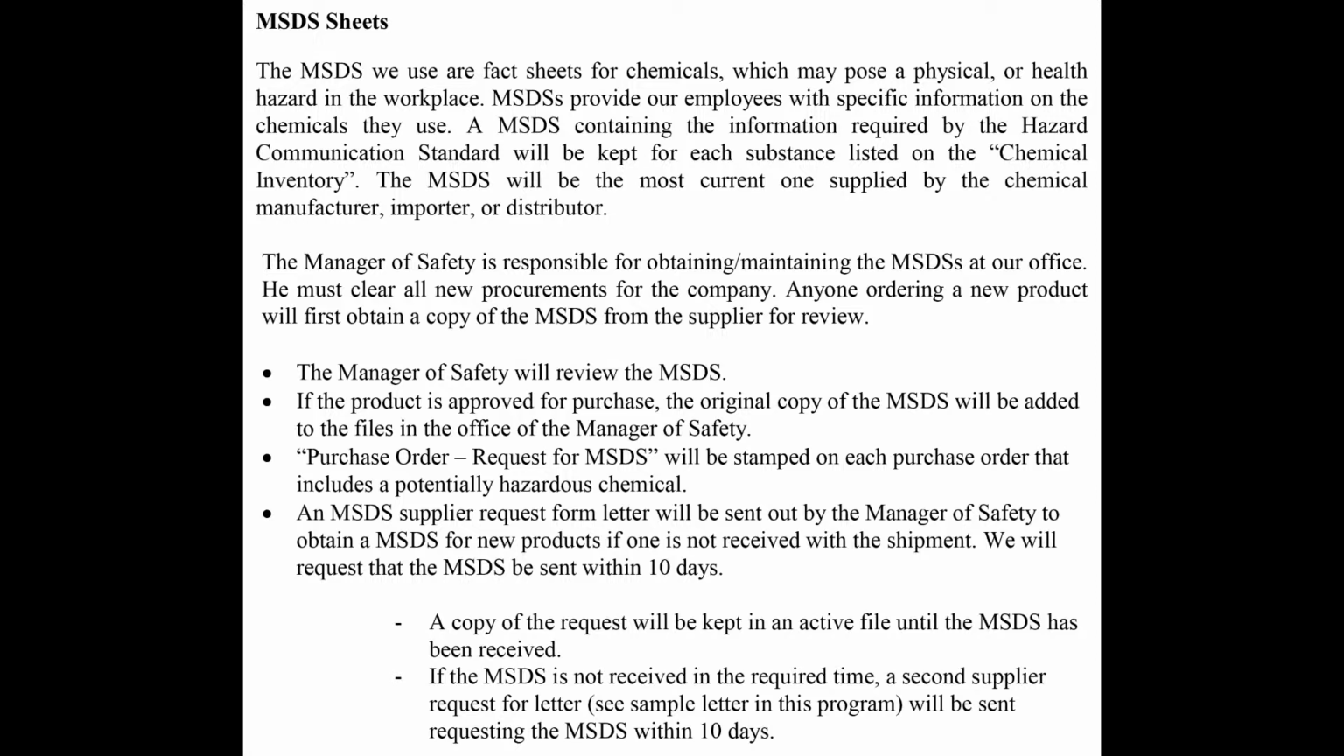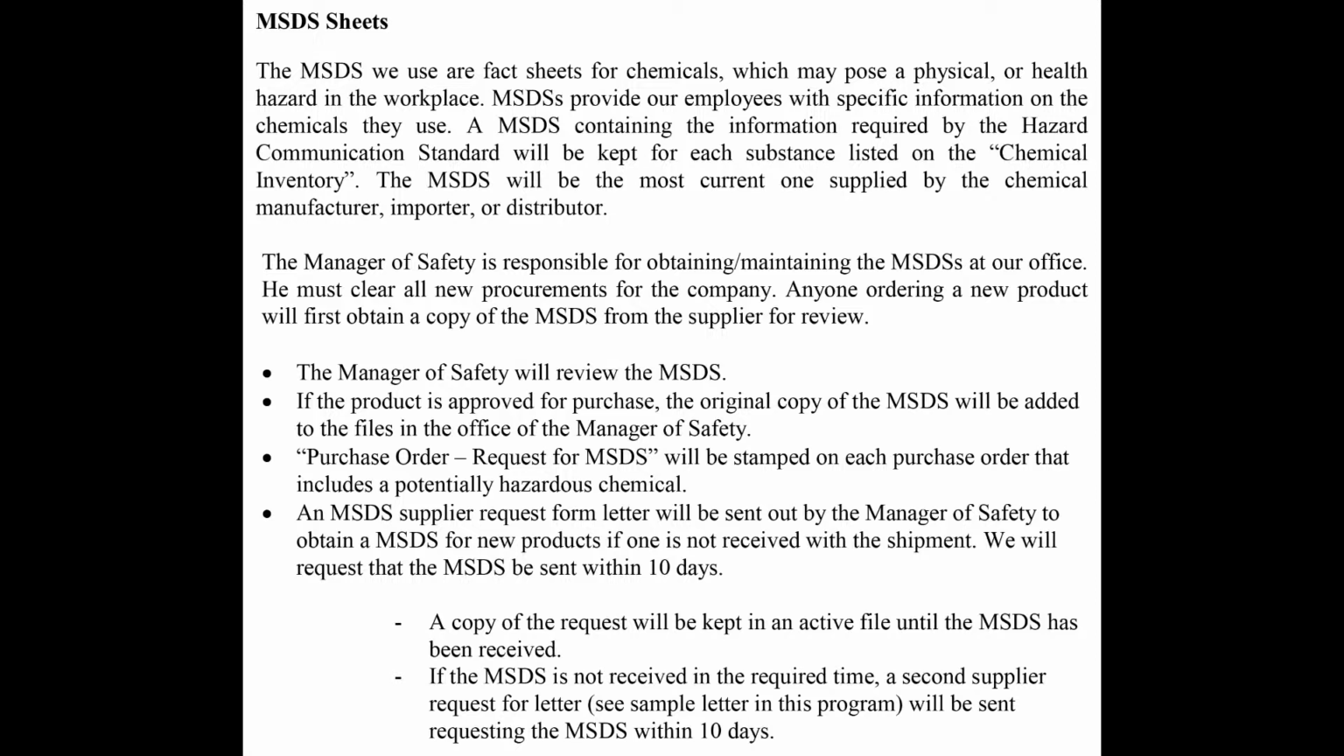Anyone ordering a new product will first obtain a copy of the SDS from the supplier for review. The manager of safety will review the SDS. If the product is approved for purchase, the original copy of the SDS will be added to the files in the Office of Manager of Safety. Purchase order request for SDS will be stamped on each purchase order that includes a potentially hazardous chemical. An SDS supplier request form letter will be sent out by the Manager of Safety to obtain an SDS for new products if one is not received with the shipment.